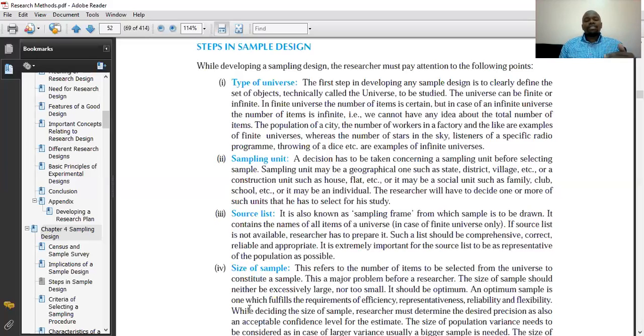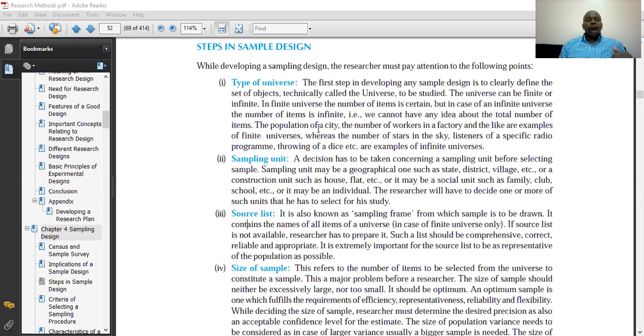Therefore, because you have a list that contains all students, you can group them according to gender, you can group them according to age, you can group them according to year of admission, you can group them according to department. It depends on how you want to pick your sample. So for instance, if you want to pick your samples from departments, then you're going to have a source list that has been arranged according to the number of students in the departments they belong to.